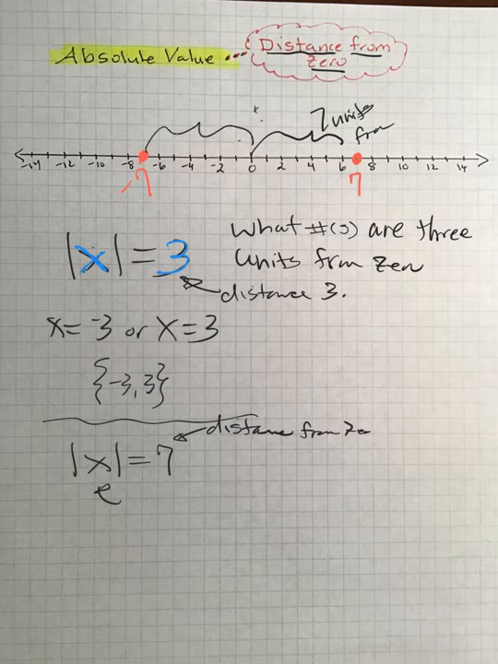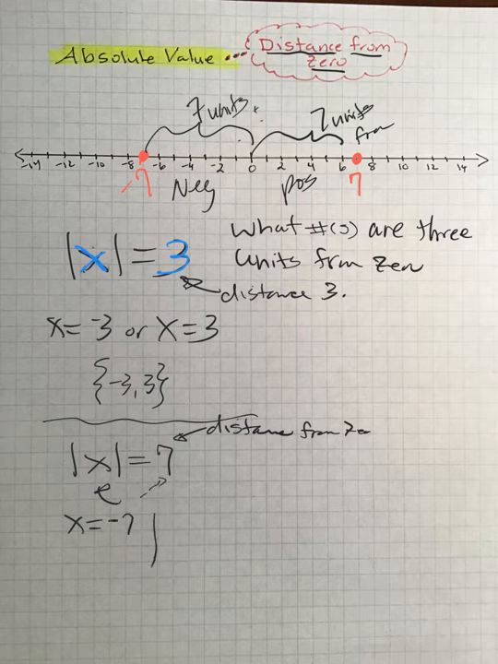This one's on the negative side of 0, and this one's on the positive side of 0. But those numbers are both 7 units from 0. So we say x, you could be standing at -7 to be 7 units from 0, and you could be standing at +7 to be 7 units from 0. And then we could write our answer as -7 and 7.